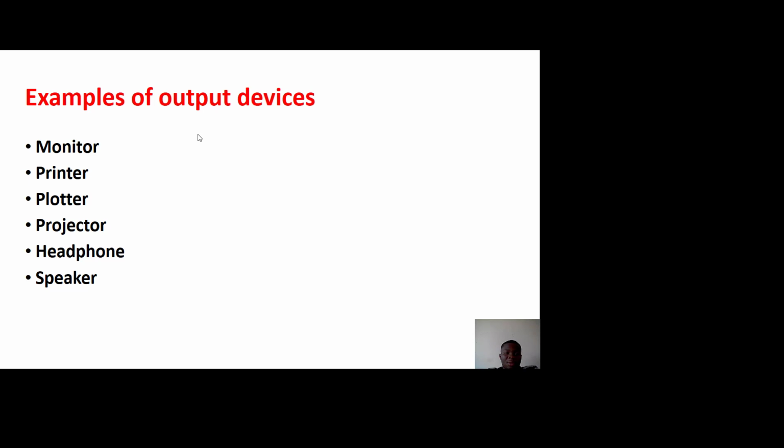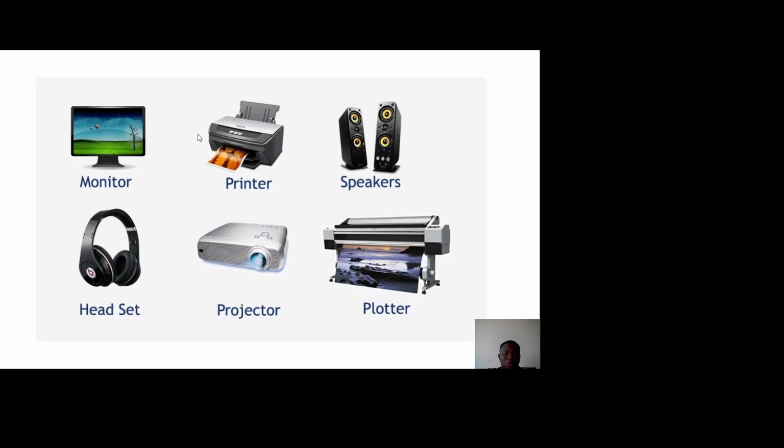So examples we have monitor, printer, plotter. The monitor displays information in the form of a screen, the printer gives printed information. The plotter is similar to the printer, but it is used to print large materials. You have the projector for projection. You have the headphones, so you can use this to listen to music or any sound. You have the speaker, similar to the headphone. These are examples: monitor, printer, speakers, headset, projector, and plotter.